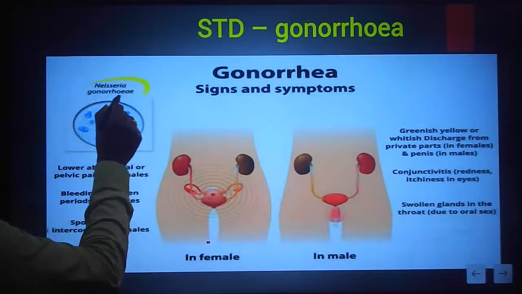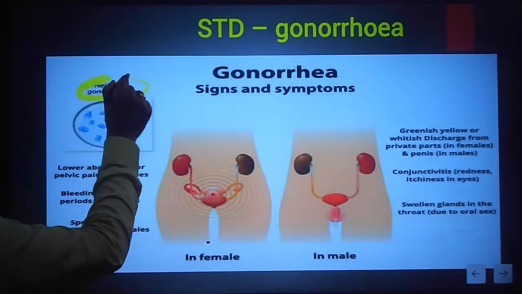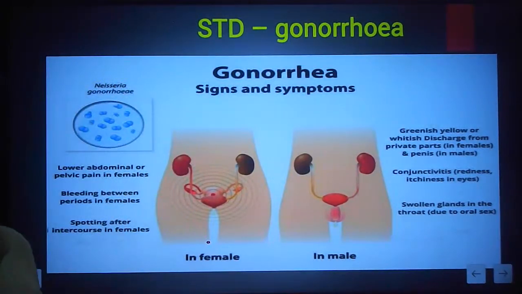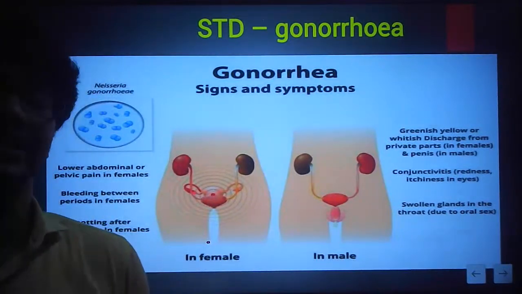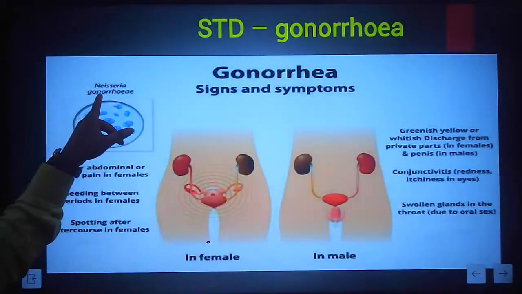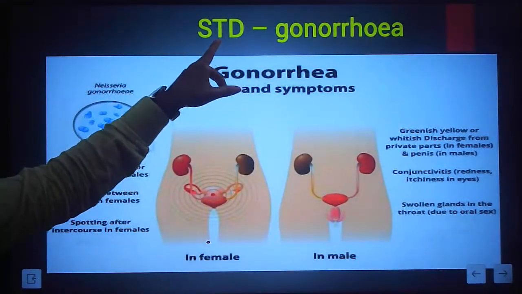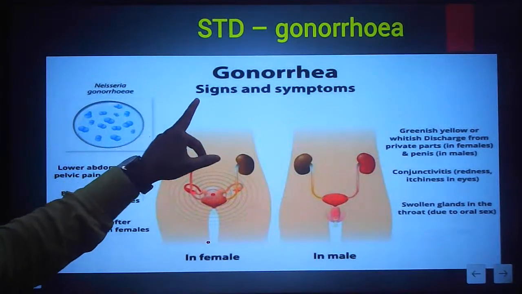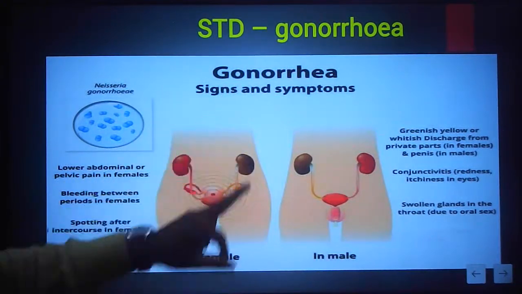It's Neisseria gonorrhoeae. If you do Gram staining, you could see the Gram-negative pink-colored cocci. Gram-negative cocci are very few. One of them is Neisseria gonorrhoeae. Another is Neisseria meningitidis, which causes meningitis. But Neisseria gonorrhoeae causes gonorrhea, which is a sexually transmitted disease.